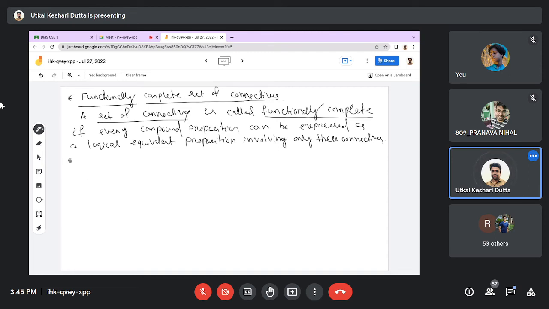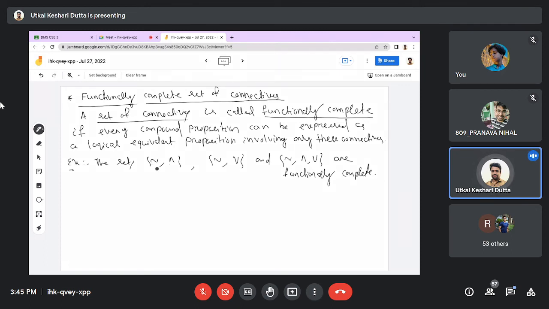That means, one example: the set negation, another set negation and disjunction, and any other set negation, conjunction and disjunction. These all three sets are functionally complete. See, I'm going through the first one. This set contains which connectives? Negation and conjunction.